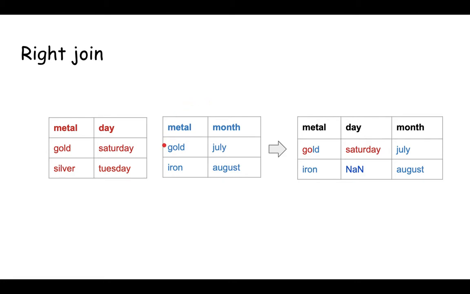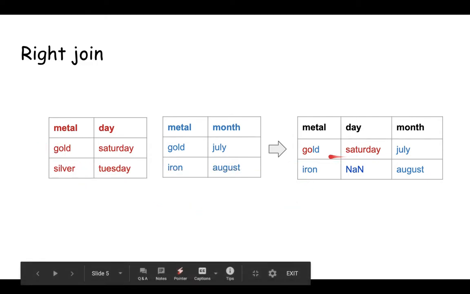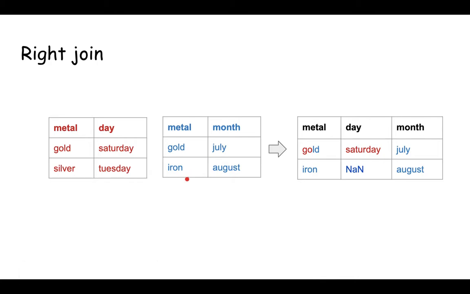Here in the right table we have gold and iron, and again out of these two only gold matches with the left table, right? So from the left table we can get the Saturday here, and we have the July. However, when we try to match iron, it's not there. But because this is a right join, it goes into the output table, and for day we put NaN, and we have the August here.